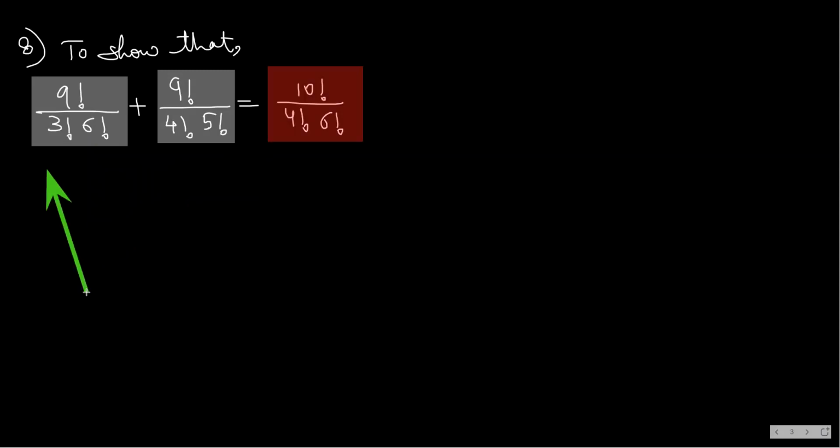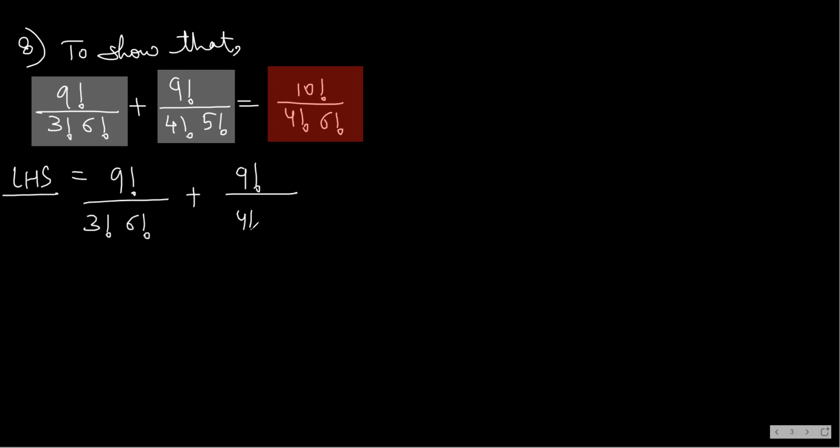Okay. So we will start with the left hand side. So I will write here LHS. Remember, we have to show that these two sides are equal. So 9 factorial over 3 factorial 6 factorial plus 9 factorial over 4 factorial 5 factorial. You know students, what is important here? It is important that you realize what is given on the left hand side.